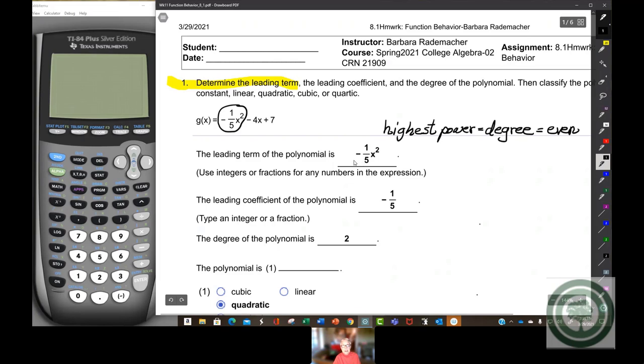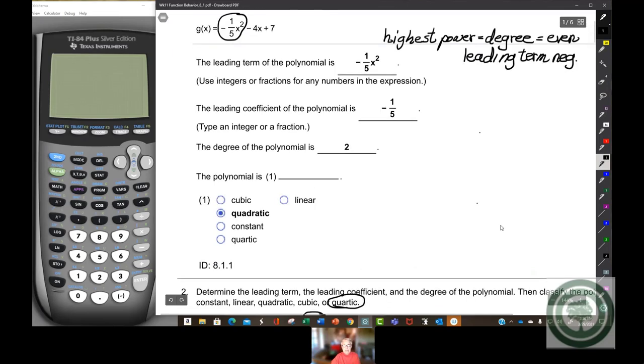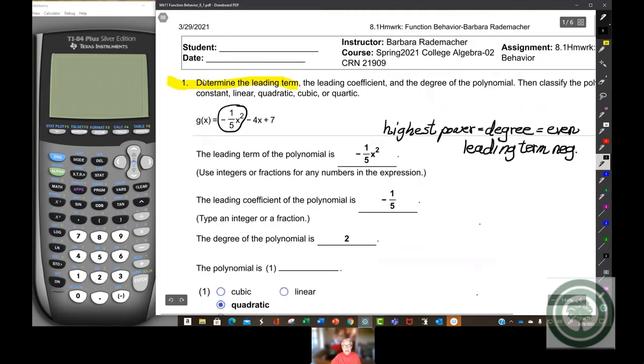The leading coefficient is negative. Why do we care? You'll know. The leading term is negative. Those are going to be very, very, very important. That's why they've jumped back to the first few problems my math lab has. The first few problems being to analyze polynomials.